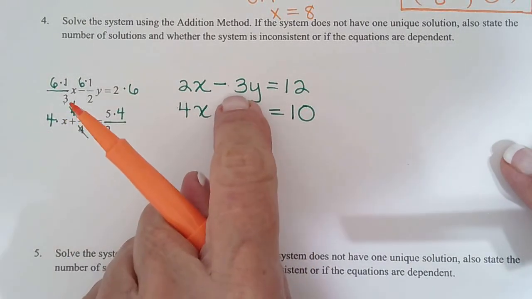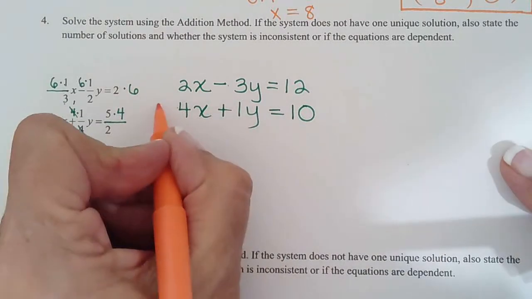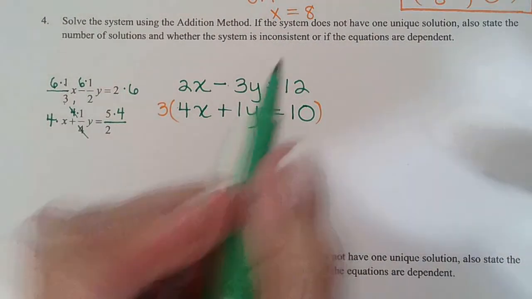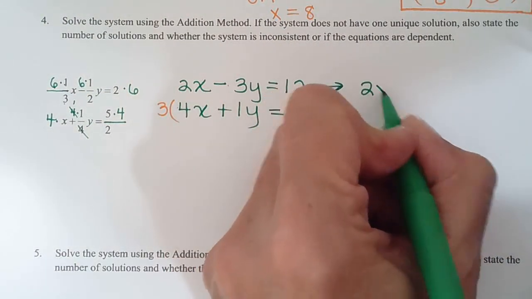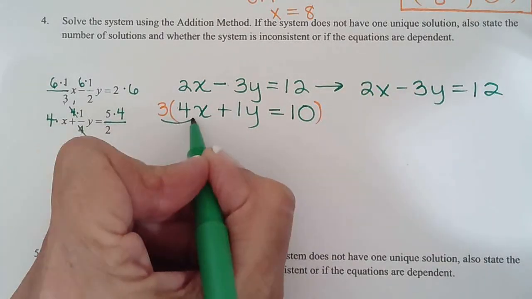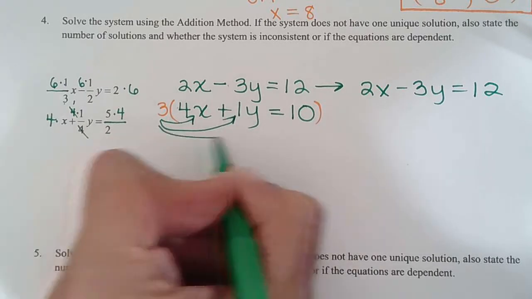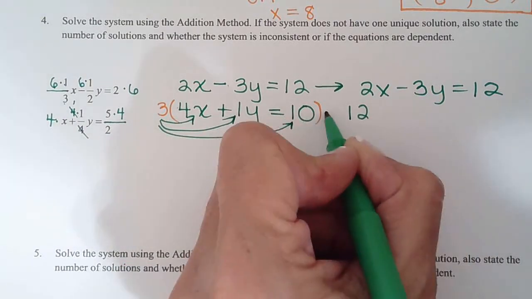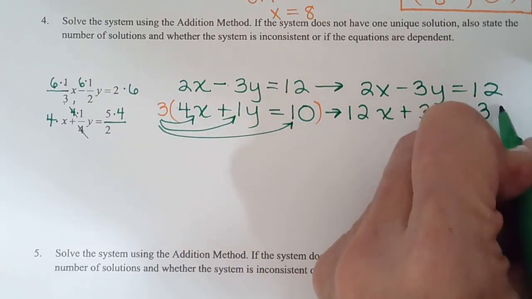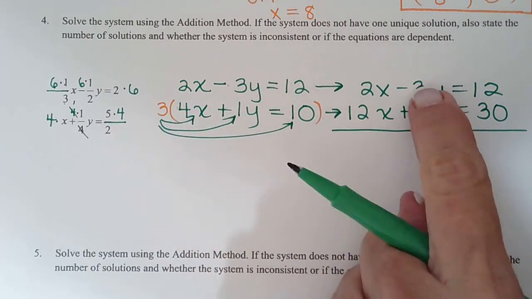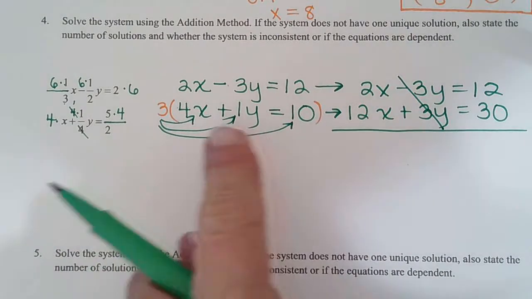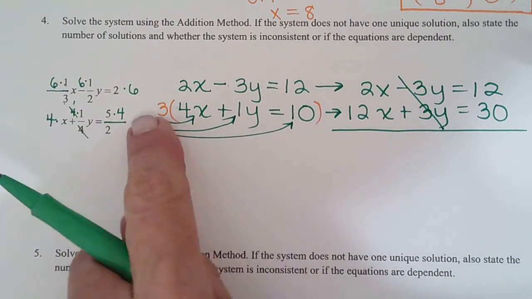So since this is -3y, I need this to be positive 3y. So I'll multiply the second equation by 3. So the first equation is going to stay the same, 2x minus 3y equals 12. And then this one's going to turn into 12x plus 3y equals 30. And then I look and say, have I achieved my goal? Did I make opposites? Boom. 3 minus 3 is 0. Ding, ding, ding. Gone.